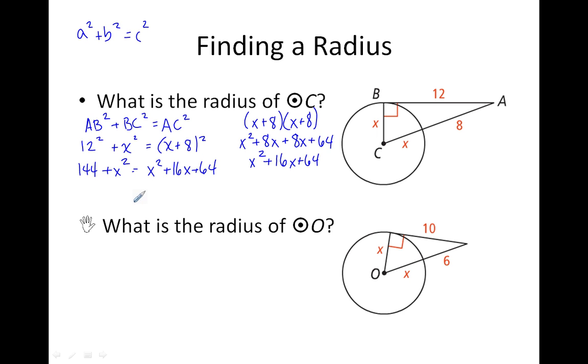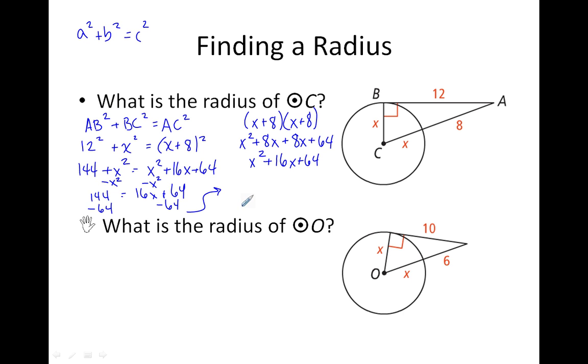now I want to get all my x's on one side, all my numbers on the other side, so I'm going to subtract x squared from each side. And I get 144 equals 16x plus 64. I'm going to subtract 64 from each side. And I have to carry it over here because I ran out of room.